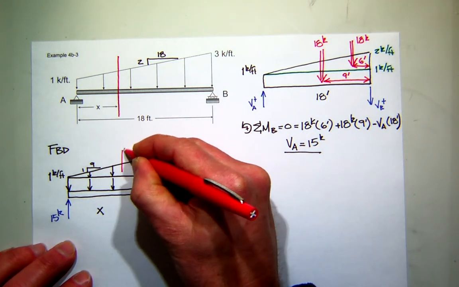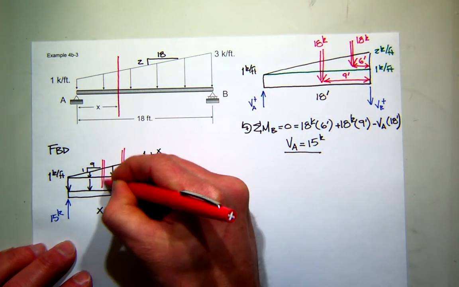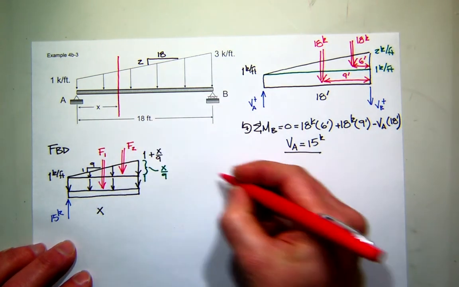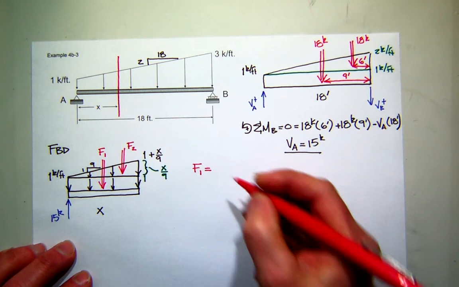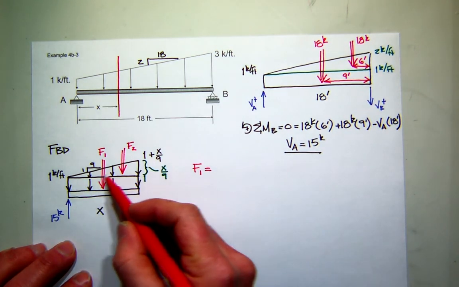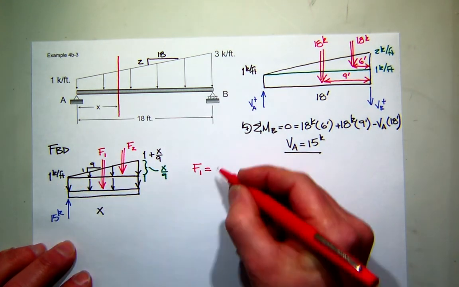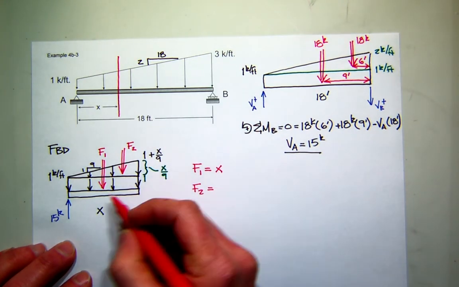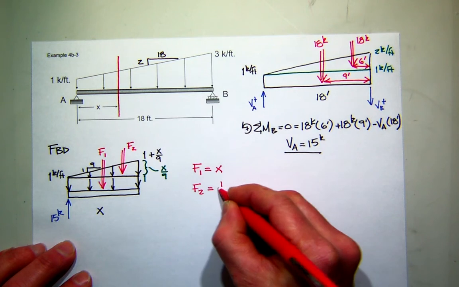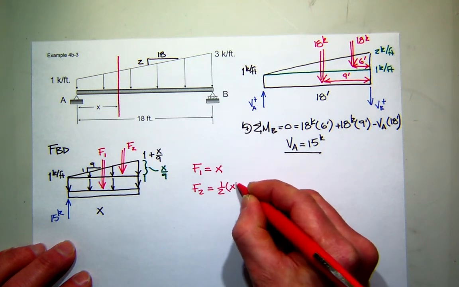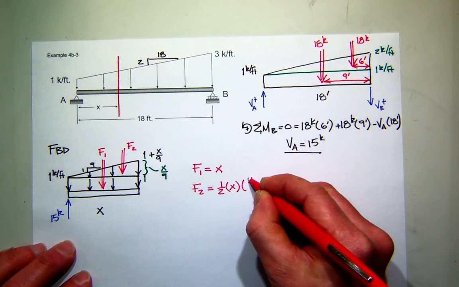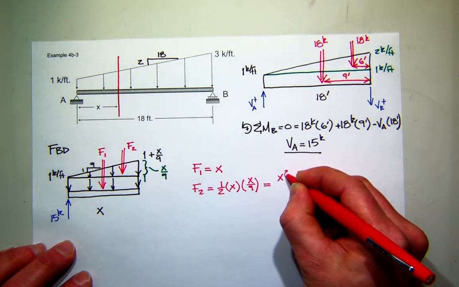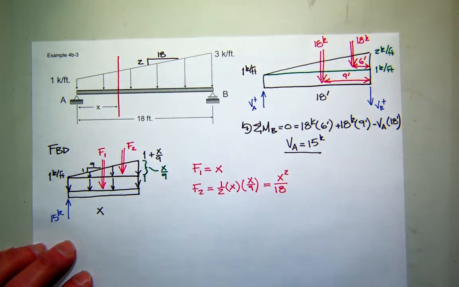So I'll have two forces. I don't have much room here, so I'll just call this force 1 and force 2. So what is the value of force 1? What would be the area of the rectangle, which is 1 times x, that's just x. Force 2 is the area of the triangle, which is 1/2 base x times height x over 9. So that becomes x squared over 18.